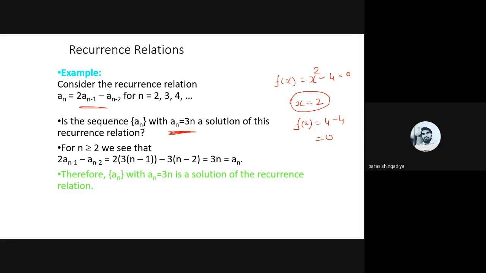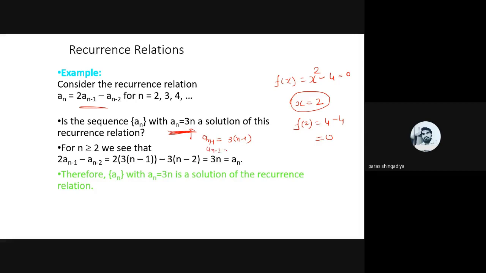So for n greater than 2, we have the recurrence formula a_n = 2a_{n-1} - a_{n-2}. So a_n = 3n, we will apply to this. Means we'll check a_{n-1} based on the 3n, and we'll check a_{n-2} based on the 3n. So 2a_{n-1} - a_{n-2} is equal to 2 times a_{n-1}. So a_{n-1} will be 3(n-1), as per the relation. So it will be 3(n-1) minus a_{n-2}.